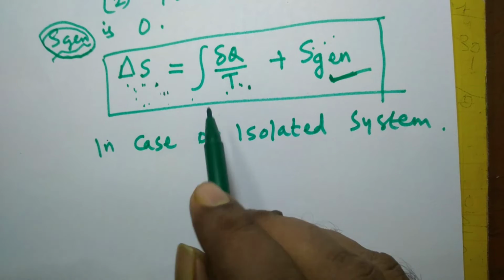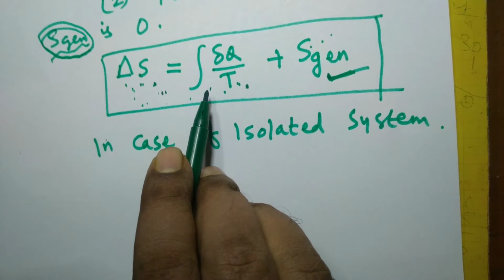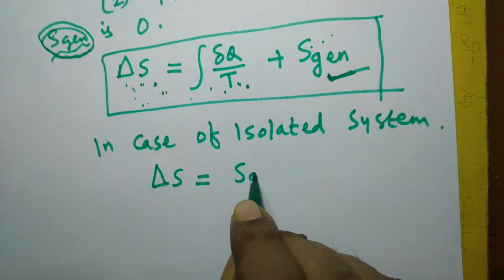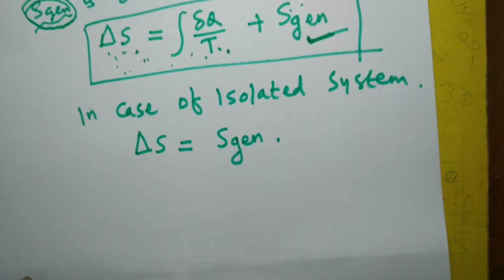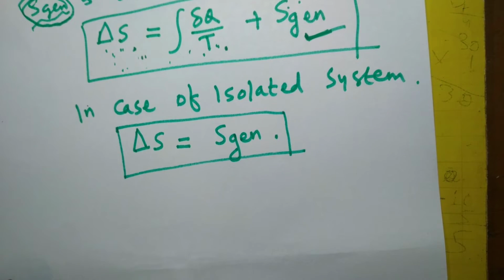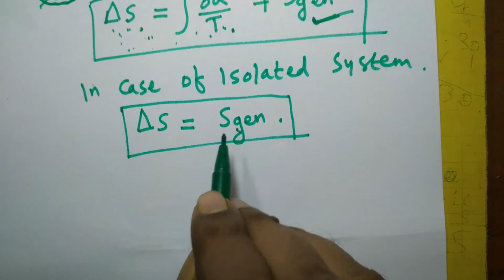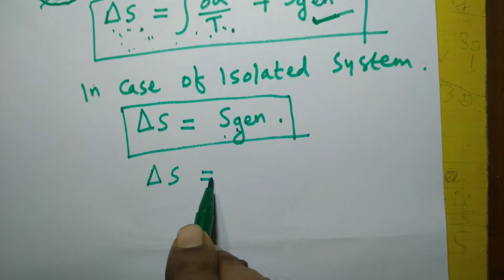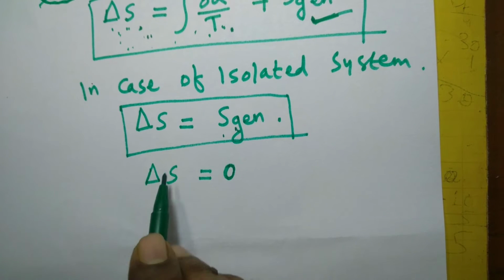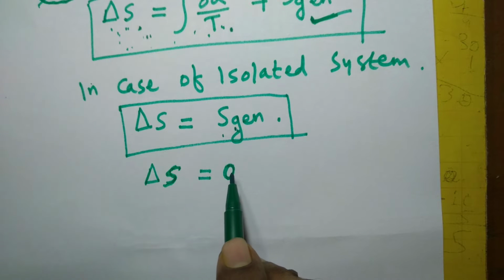So if the system is an isolated one, then the heat interaction term will be eliminated, and this equation will reduce to S gen. The change in entropy will be equal to only the production of entropy, or entropy generation. And if the process is reversible, then delta S will be 0. That's why a reversible adiabatic process is isentropic. Delta S equal to 0 means entropy is constant, and that process is an isentropic process.